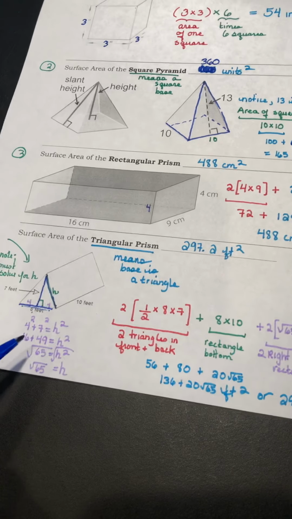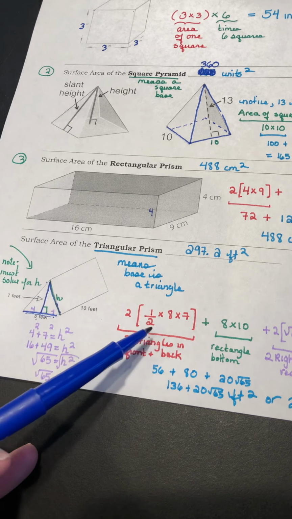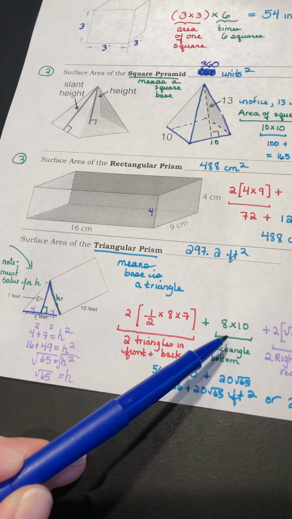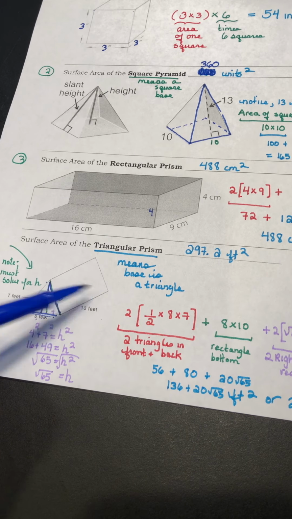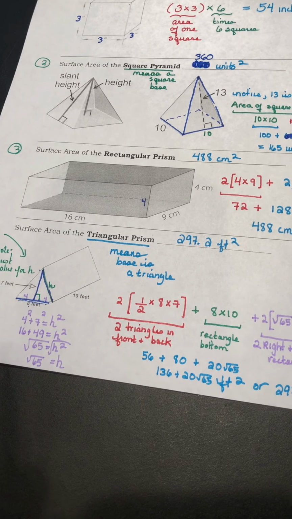So again, make sure you see this problem, right? There are 2 triangles, one in the front, one in the back, 1 rectangle at the bottom, and then 2 rectangles on either side. So again, I'm adding up the area of all of the surfaces.